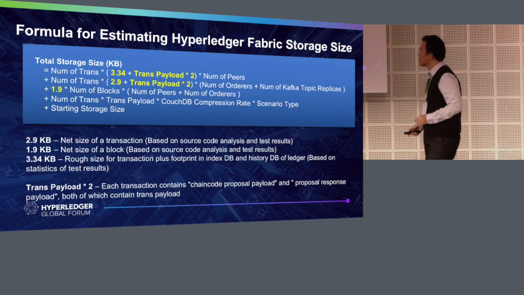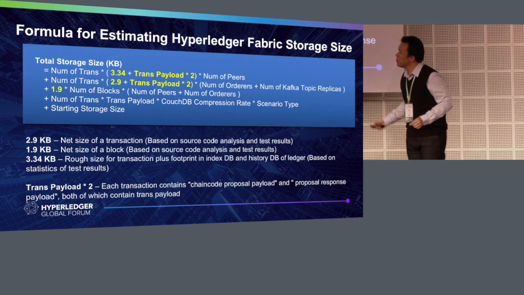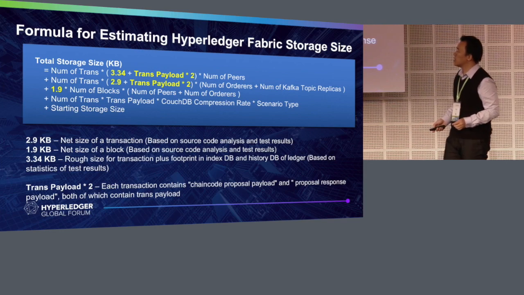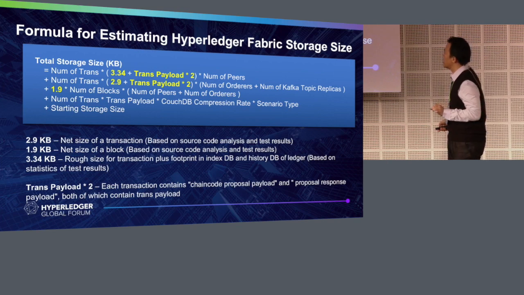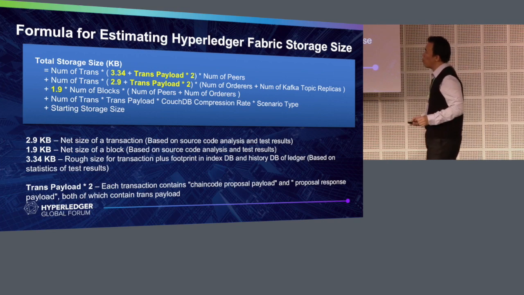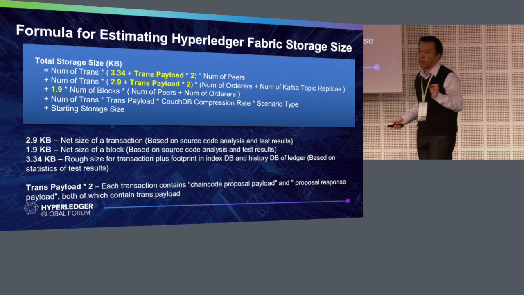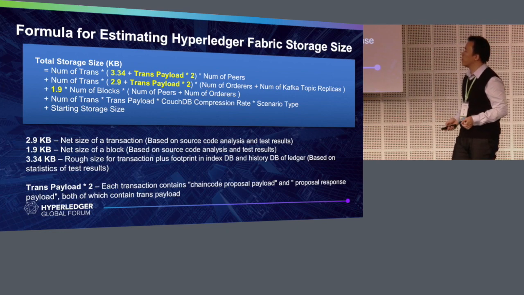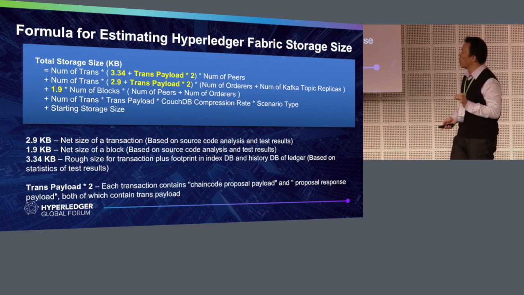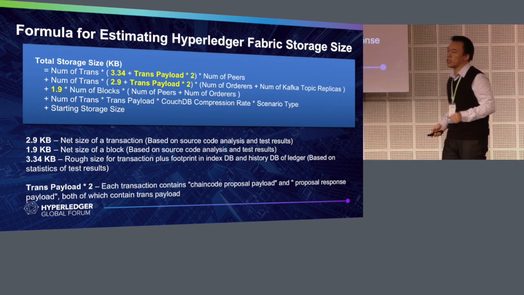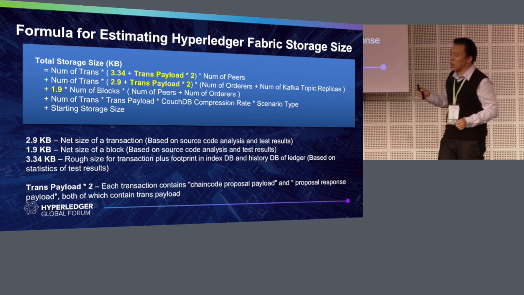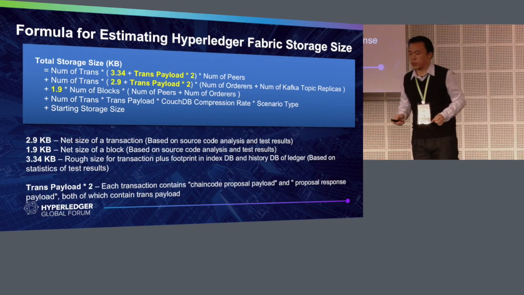Next, I will explain how we come up with this formula and the magic numbers and variables inside the formula. As highlighted in yellow, the 2.9 kilobytes is the net size of a transaction in Fabric. This is based on the source code analysis and the test results. The 1.9 kilobytes is the net size of a block. And the 3.34 kilobytes is the rough size for the transaction plus the footprint in the block index DB and history index DB. This is based on the statistics of our test results.